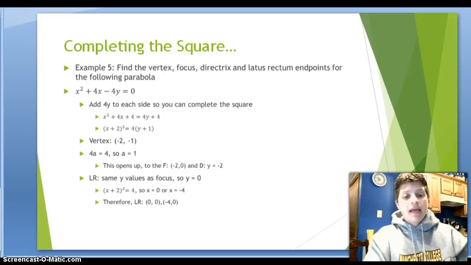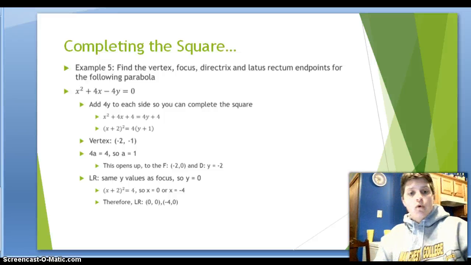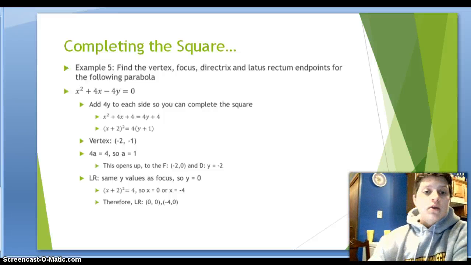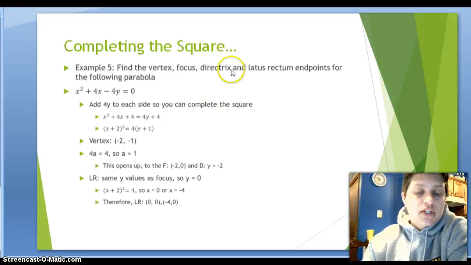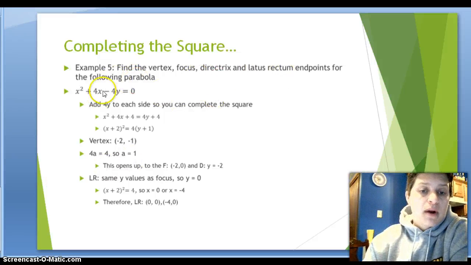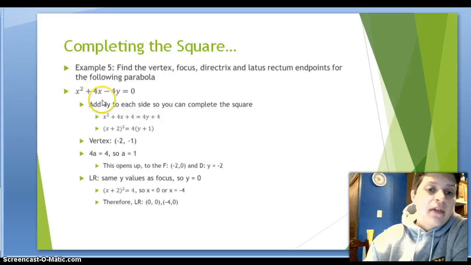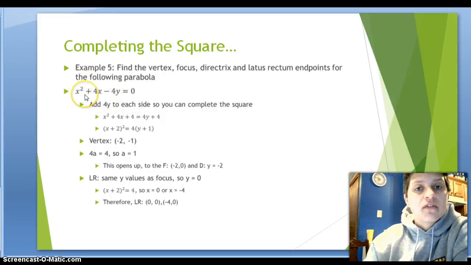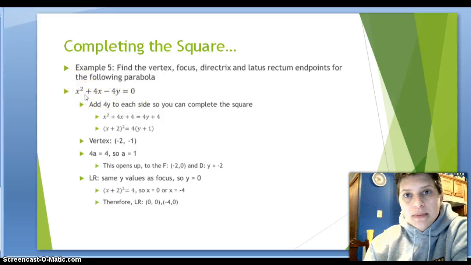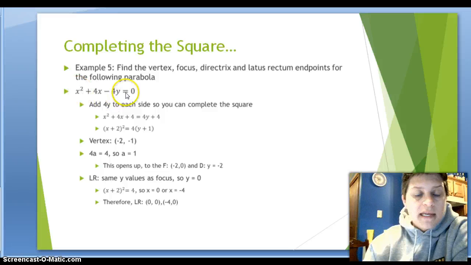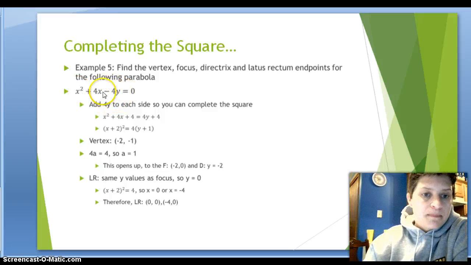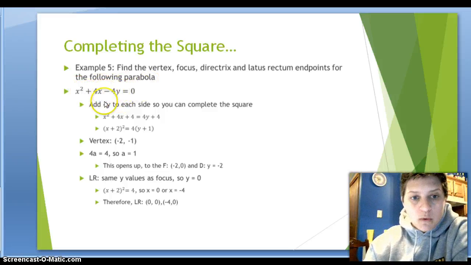The last thing you're going to be asked to do is work with problems where you have to complete the square. So find the vertex, focus, directrix, and latus rectum endpoints for the following parabola. Notice we can tell that it's a parabola because only one piece is squared. Circles, ellipses, and hyperbolas are totally different. We have the x squared and not a y squared. So you want the x on one side and the y on the other, so we'll add the 4y to each side so we can complete the square.